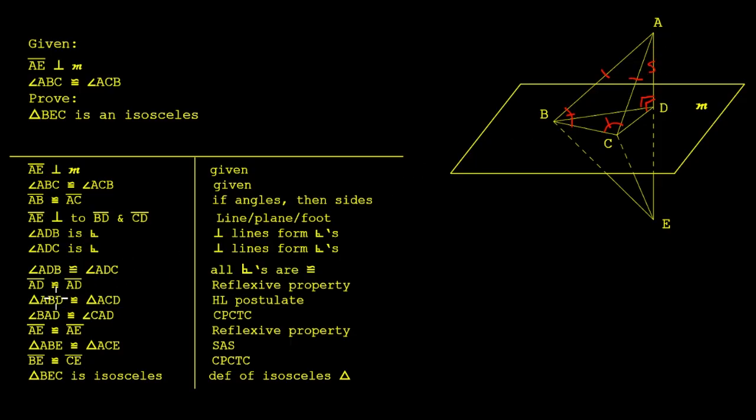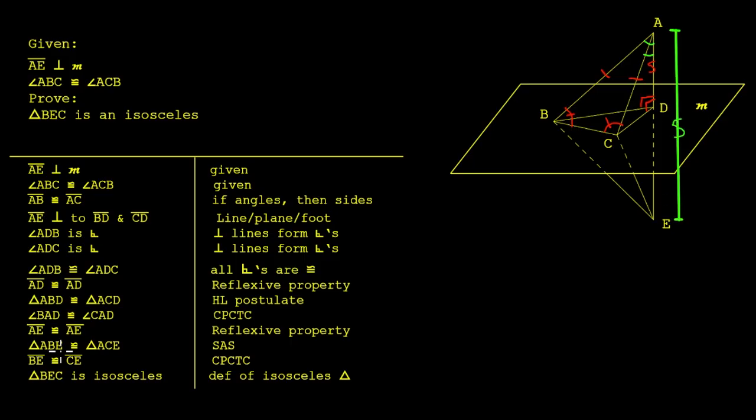So from there, and we will switch to green to keep everything straight. Angle BAD is congruent to angle CAD, CPCTC. So angle BAD up here is congruent to angle CAD over there. So you have to envision the 3D, the marking up here goes behind this face here, and this marking goes right on this face. And then AE is congruent to AE, reflexive property. So AE is congruent to itself.